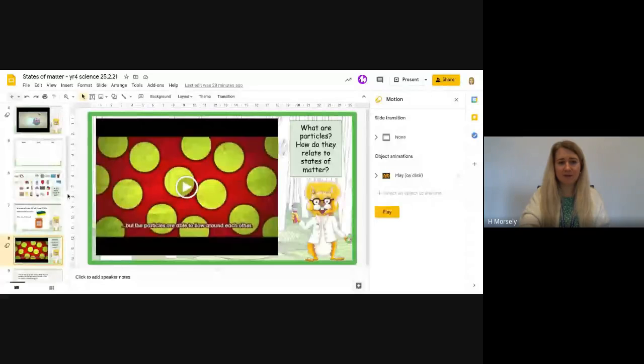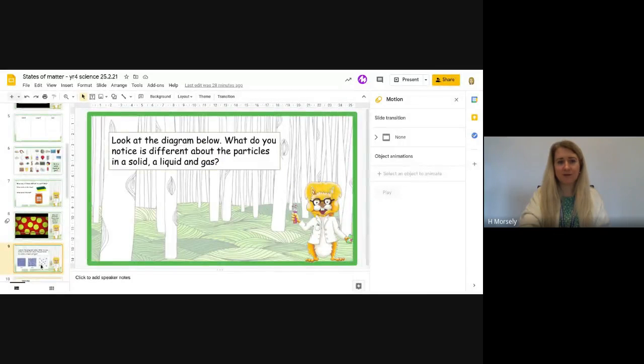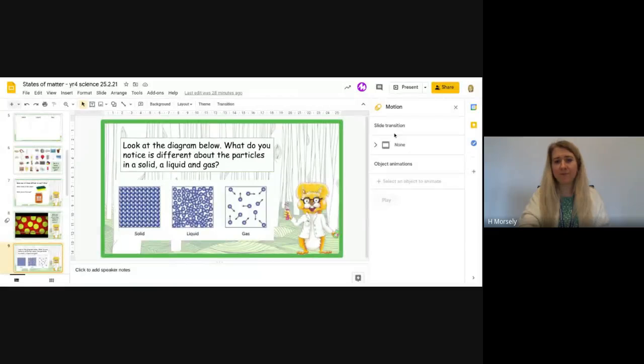So, let's just share the screen because it seems to have gone off. There we are. What I'd like you to do today then, the next part of the lesson, is to have a look at the diagram below and what do you notice is different about the structure of a solid, a liquid and a gas. So have a look at those particles, those little circles. Remember, how do they behave in each state of matter? What did the video say?